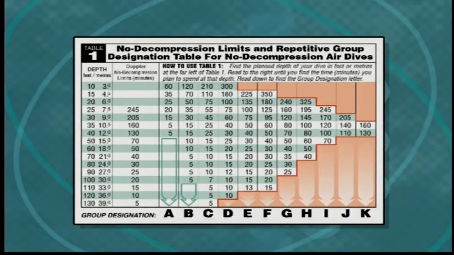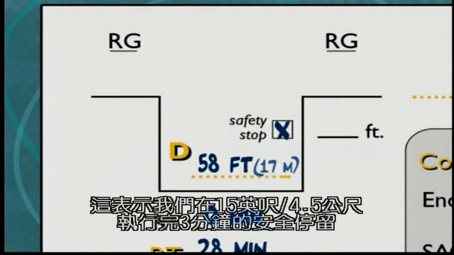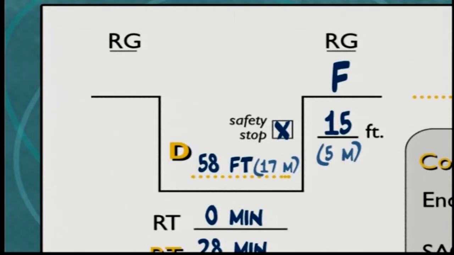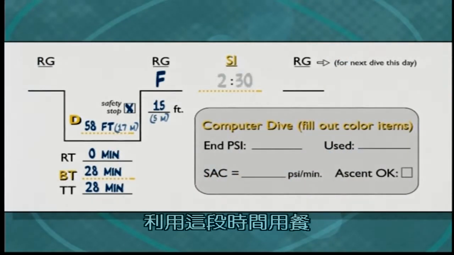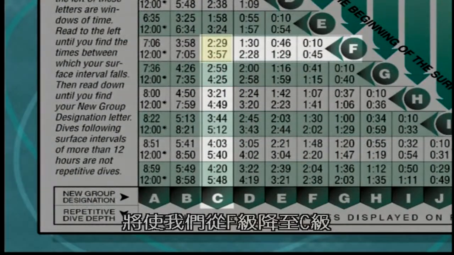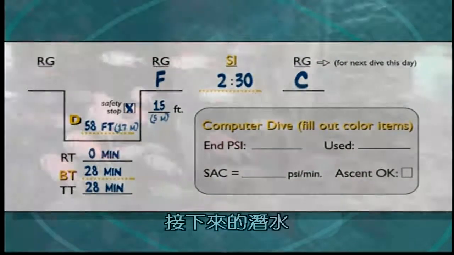If you check Table 1, you'll find that we have to read for 60 feet or 18 meters and 30 minutes. This means that after a 3-minute safety stop at 15 feet or 5 meters, we will return to the surface as an F diver. As we relax and eat, we will spend 2 hours and 30 minutes on the surface. By checking Table 2, the surface interval table, we see that this amount of time will lower us to a C diver. On our next dive, we will be diving a wreck located at 50 feet or 15 meters.